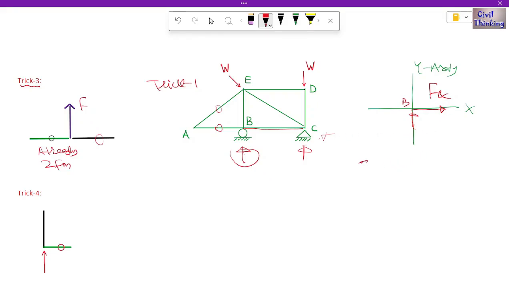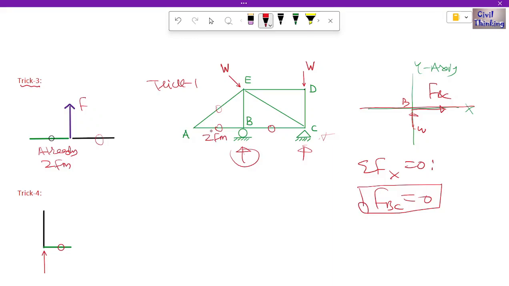Now let's apply this equation. Summation of force along x-axis is 0. Let us say this is W, the upward support reaction. Now summation of Fx is 0. We have to sum up all the forces along the x-axis. We have only one force along the x-axis, which is FBC, and we have to equate it to 0. So force in BC is 0. Since it is 0, this is a zero force member also. Remember, we already know this was a zero force member, and these two, AB and BC, are collinear, so this becomes a zero force member too, even though we have this support reaction here. So this is how we prove trick 3.